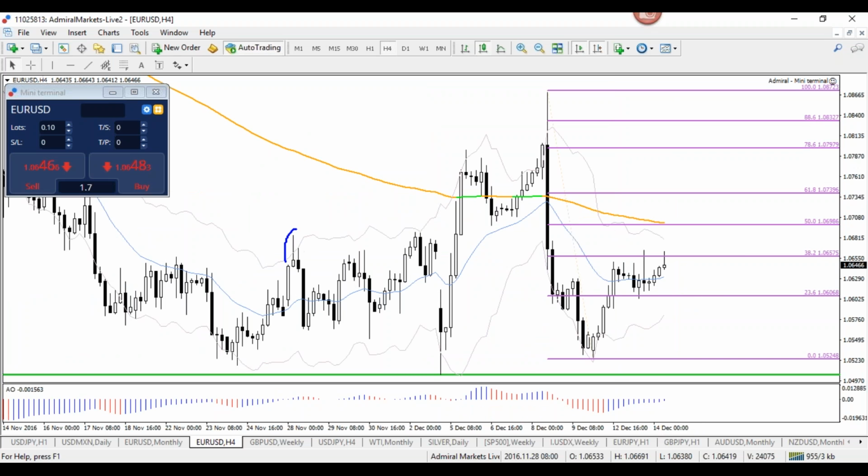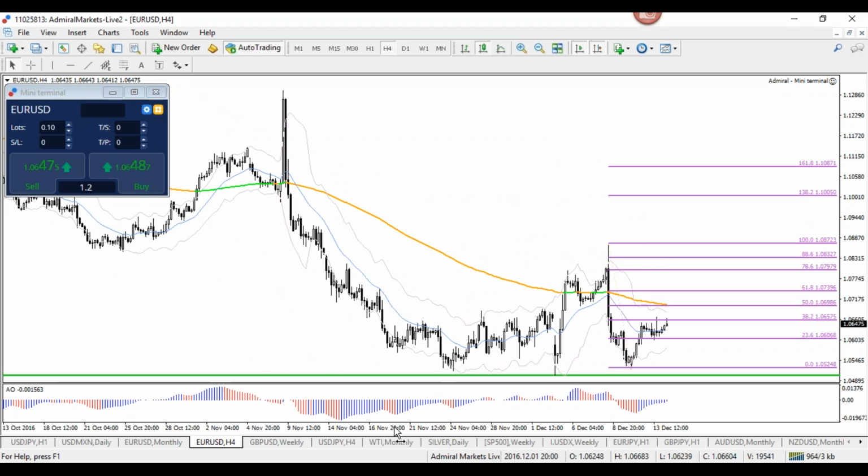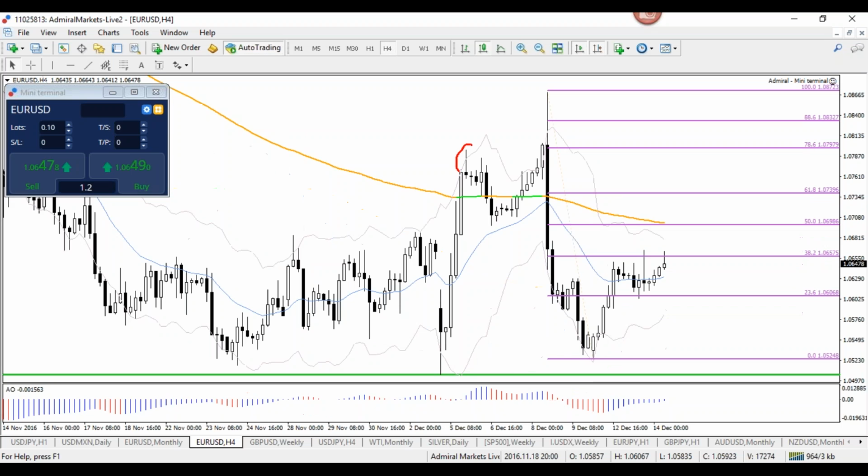How about this one? Is this a pin bar? It is, but it's not the strongest type because the candle is still bullish. You see that? But it did work out. So sometimes, obviously these pin bars are the very best. This one is a bit weaker.